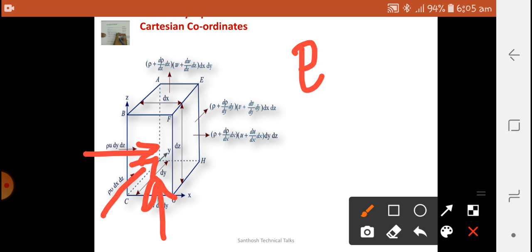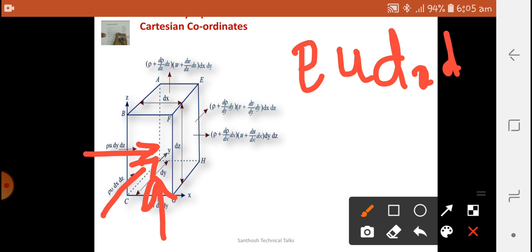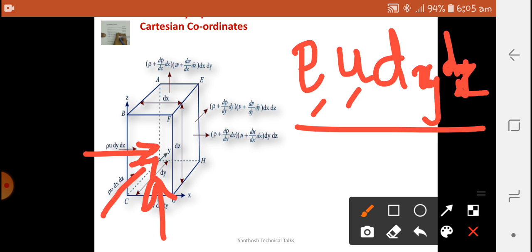These are the parameters involved. The density of the fluid particle is involved, the velocities in the directions are involved, and the areas, dx and dy, or dy and dz, we can say. So the density, velocity, and the areas are involved in the motion. We have not found the force, but the parameter with the velocity is being found.